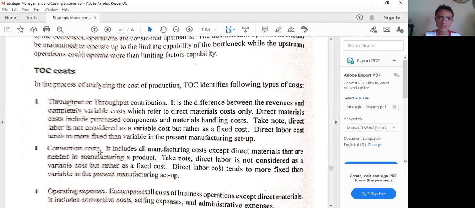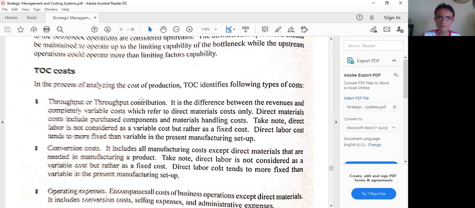Okay. So for TOC costs, or throughput accounting in relation to theory of constraints, it identifies the following types of cost. First is throughput, or throughput contribution. Basically, this is the difference between the revenues and completely variable costs, which refer to direct material costs only. So this is the good thing about throughput.